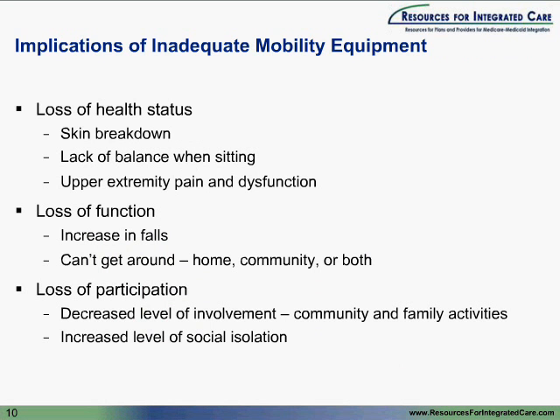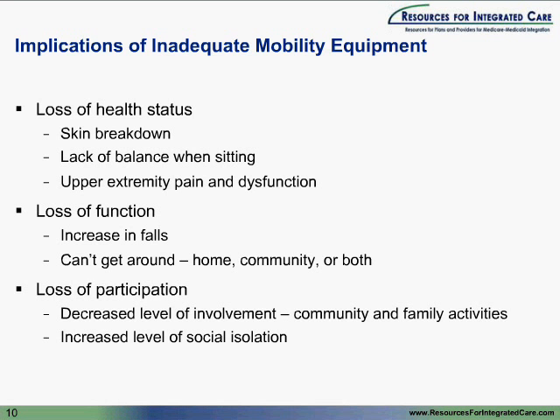We find a loss in function when there are increased falls. Someone may have been ambulatory, and they've had a decline in their balance abilities. We hope they've avoided a fracture as a result of a fall, but they tend to restrict their own activities out of fear of falling or out of a history of falling.